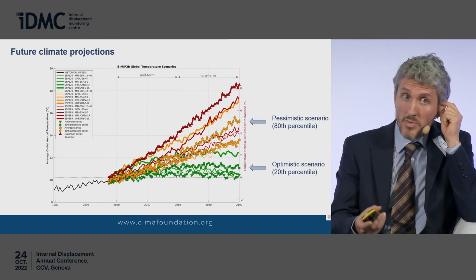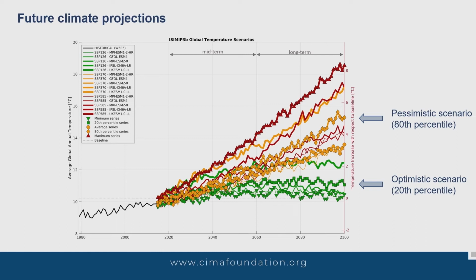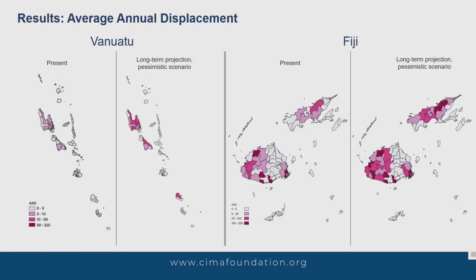Okay, we repeat the experiment for future climate projection, and we consider midterm and long-term. From 2020 to 2060 is the midterm period, and 2060 till the end of the century is the long-term period. And then we consider two different scenarios, one pessimistic and one optimistic, and we see what the results are.